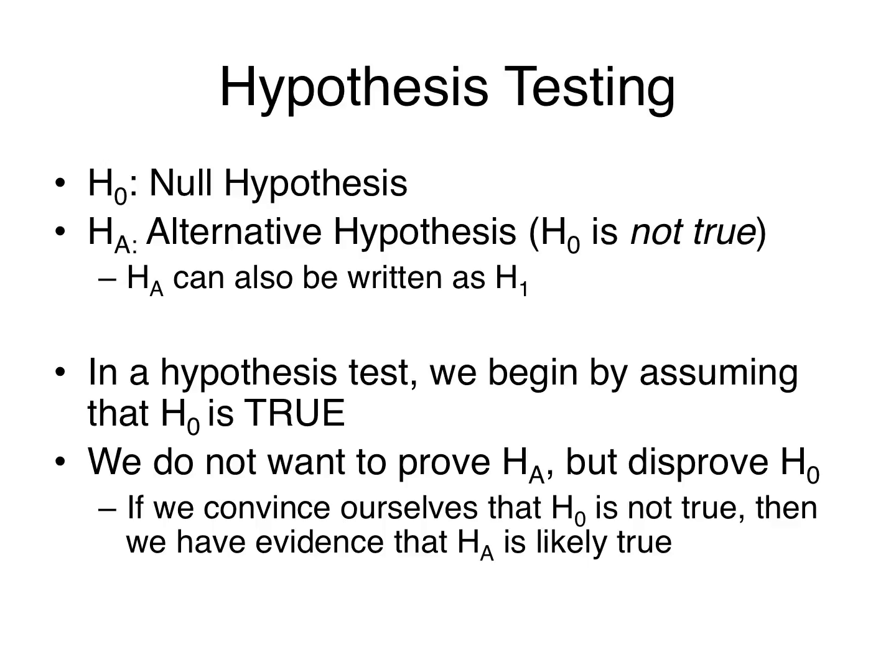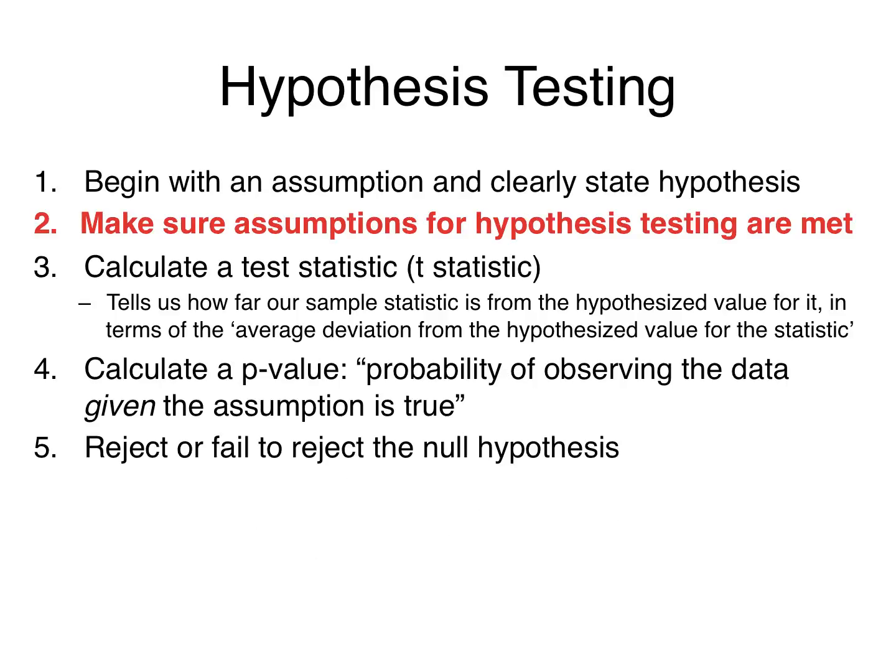It's really important to note here that with hypothesis testing, we're not trying to prove the alternative hypothesis. For example, we cannot prove that the blood pressure of coffee drinkers is different from the general population. Instead, we try to disprove the null hypothesis that these populations have the same blood pressure. If we can convince ourselves that the null hypothesis is not true, this provides us with evidence that the alternative hypothesis is likely true. So the next step is to make sure that the assumptions for hypothesis testing are met.